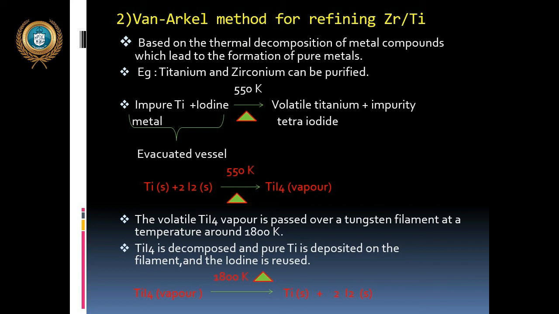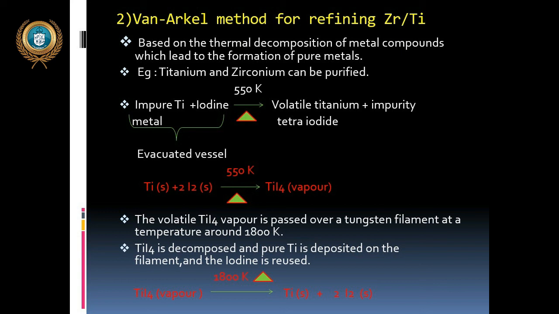Again this volatile titanium tetraiodide vapor is passed over the tungsten filament. We take a tungsten filament in that evacuated vessel itself. So the vapor passes over the tungsten filament, and around 1800 Kelvin, when heated, the titanium gets separated from the vapor. The titanium separates and settles as a solid on the tungsten filament. The iodine separates, and that iodine we will reuse for the reaction.